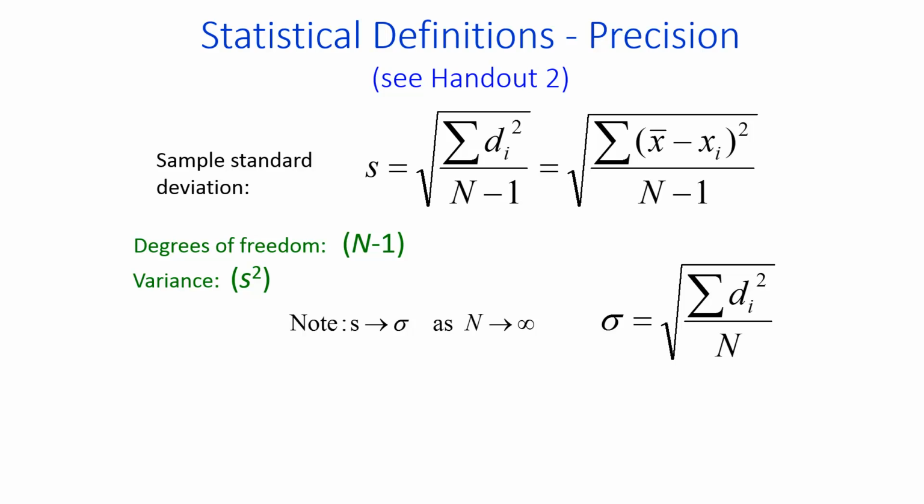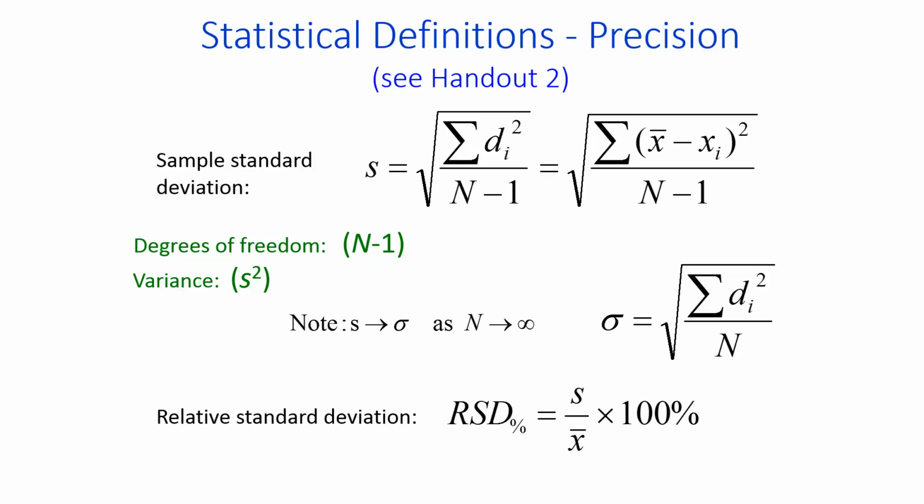S is designated the sample standard deviation to distinguish it from sigma, which is the population standard deviation. The population standard deviation applies as you do an infinite number of trials. We say infinite by definition. In practice, it's just a large number. In either case, it's much larger than what you're going to have time to do in Chem 300 lab. The relative standard deviation is calculated the same way as the relative average deviation from before.